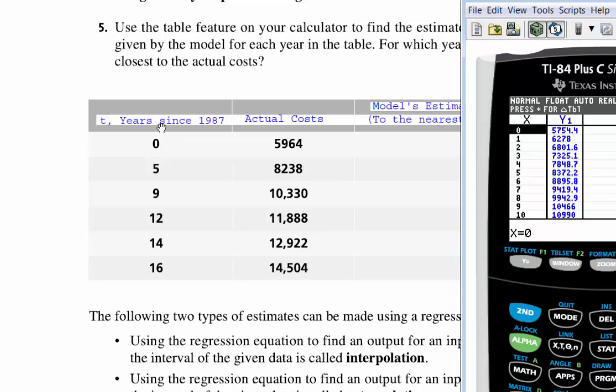Okay, so when I look at t equals 0, even though the actual cost is $5,964, according to my model, I'm left with $5,754. And in this case, let's just round to the nearest dollar because my actual costs are all rounded to the nearest dollar. And if you look at 5 years after 1987, my costs here are $8,372, whereas my model says $8,238. So the numbers aren't exact, but they're not too far off. So let's complete this table.